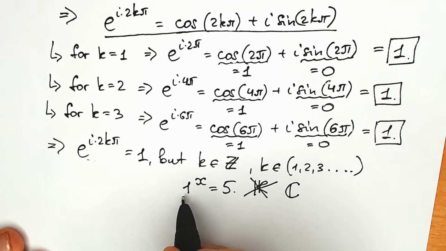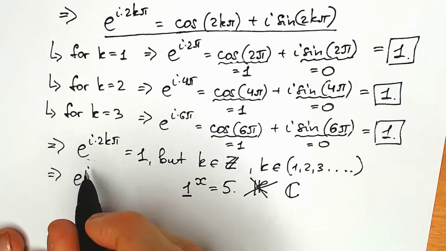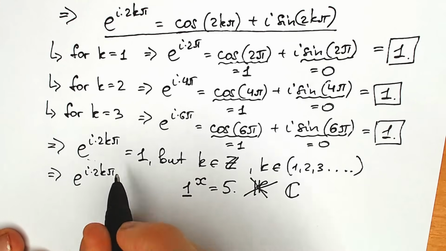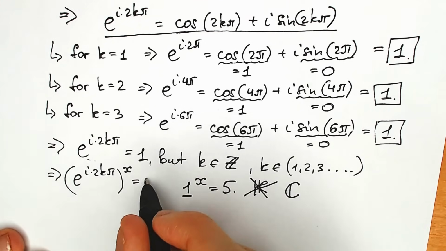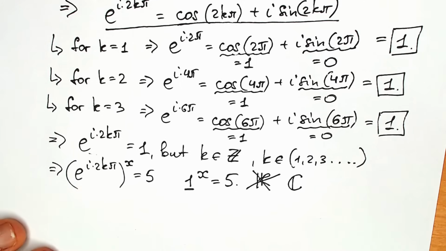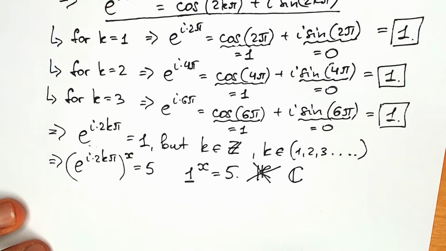So instead of this 1, let's plug in this e to the power i times 2kπ. As a result we have e to the power i times 2kπ instead of 1, raised to the power x equal to 5. Okay, so I really hope you understand it. Instead of 1, I plug in this e to the power i 2kπ.